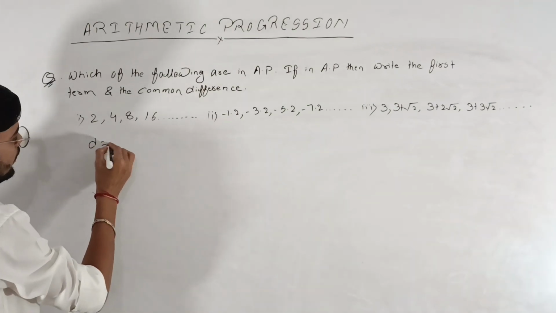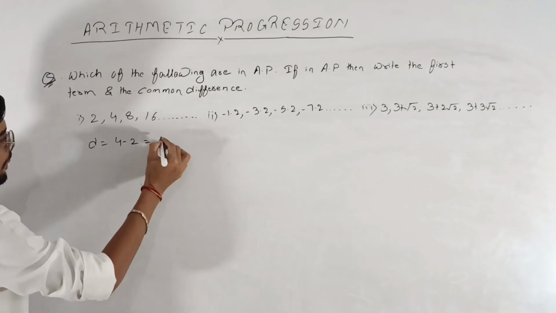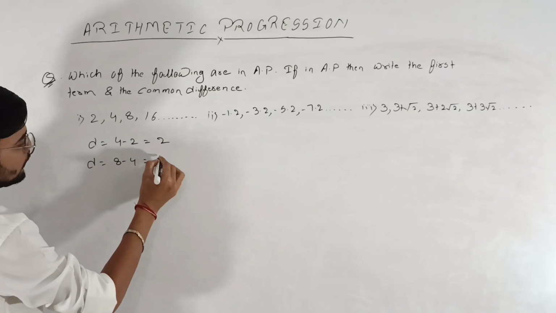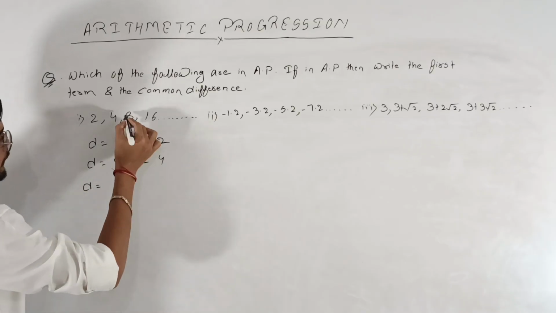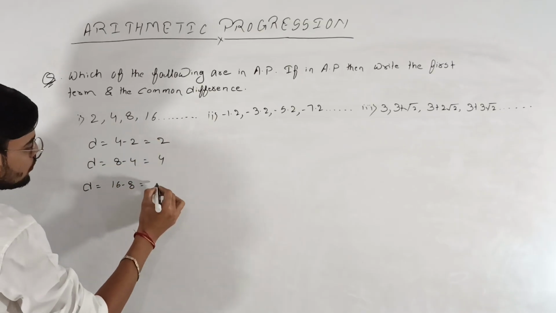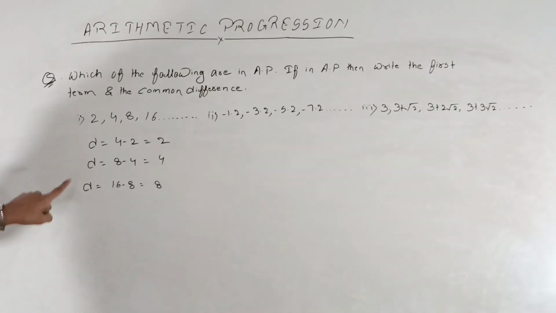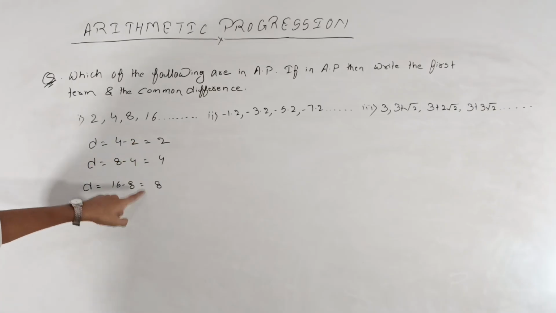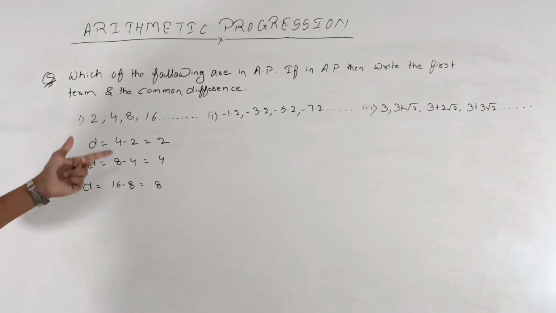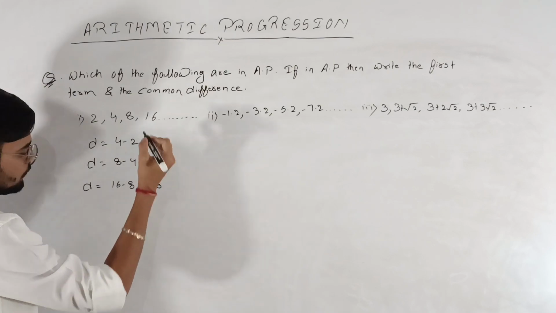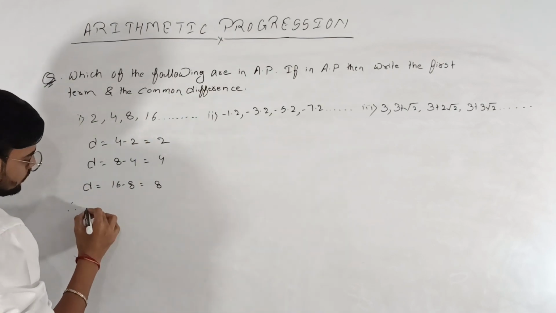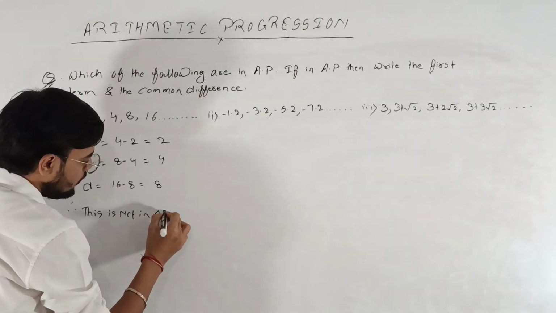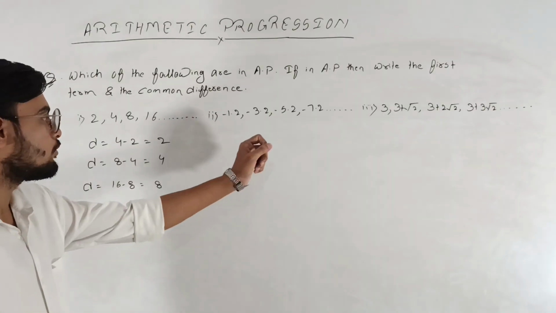So D is what? Here 4 minus 2 is equal to 2. Now again D is 8 minus 4, so in this case 4. Again D is 16 minus 8, which is equal to 8. Now look, in this case D is different each time. First D is 2, then 4, then 8. Now if D is different, then this sequence is not in AP. So therefore this is not in AP.